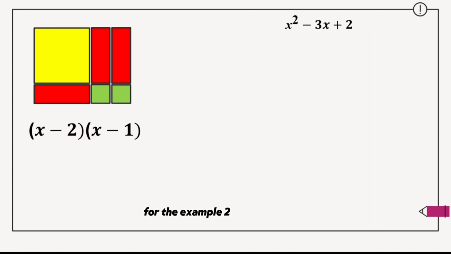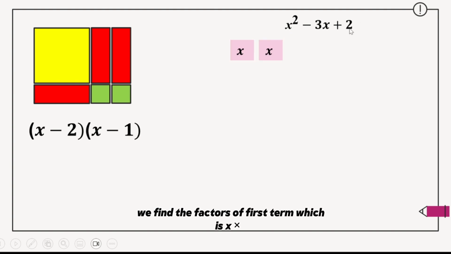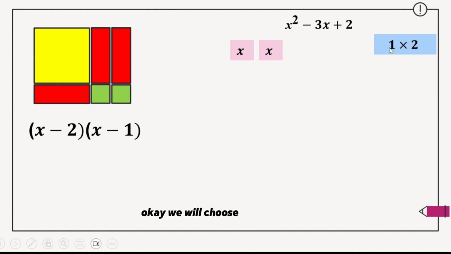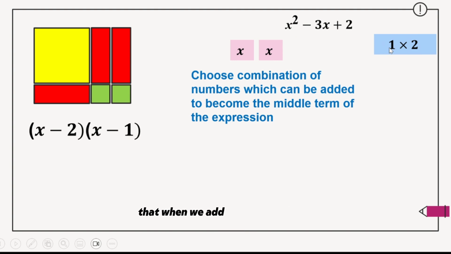For example 2 that I have shown before, the left one is the one that we did using the algebra tiles method. So using cross multiplication, we find the factors of the first term, which is x times x, and the last term is 2. So the factor of 2 is 1 times 2. We will choose the combination or pair that, when we add up the numbers 1 and 2, the answer will equal the middle term. But here, when we add up 1 plus 2, the answer is positive 3. This is incorrect because the middle term is negative 3x.